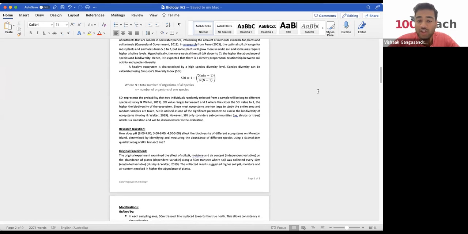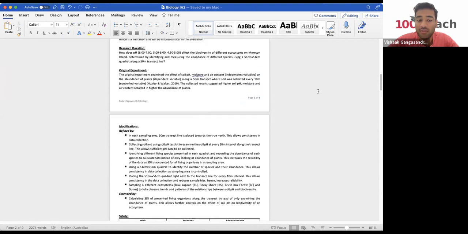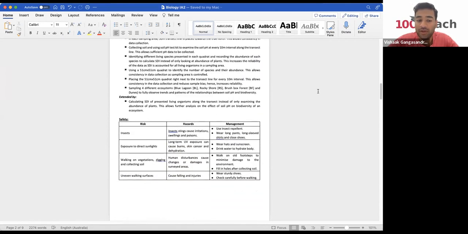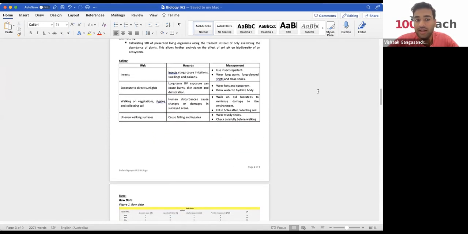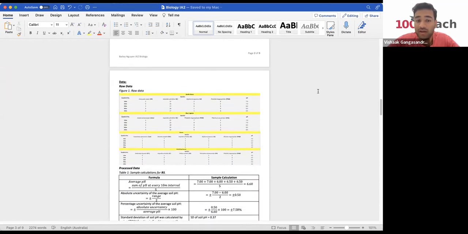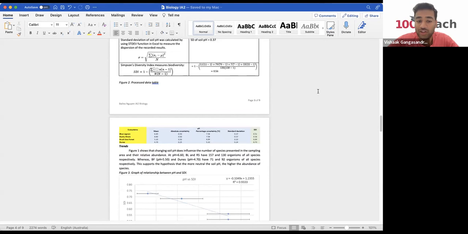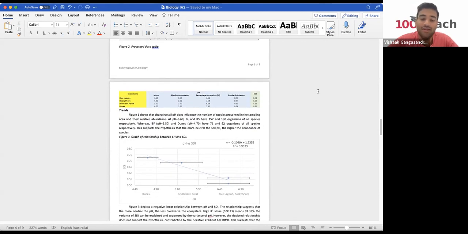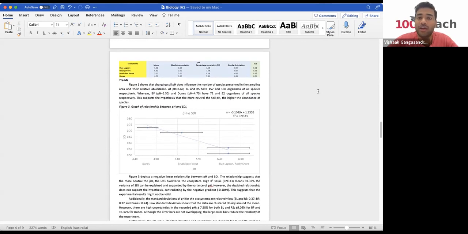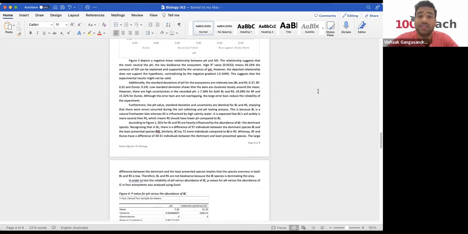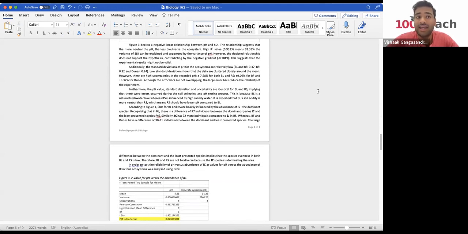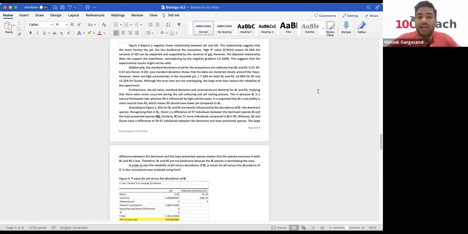You've got your research question, your original experiment, modifications in dot point form, your safety analysis, right? Your data, your raw data, then your sample calculations to process your data and actually your processed data, and a linear line. Linear lines are really cool because you can talk about gradient, you can talk about percentage uncertainty, percentage error, and your accuracy and how valid the claim is. And that'll help you be able to optimize your assignment for full marks.